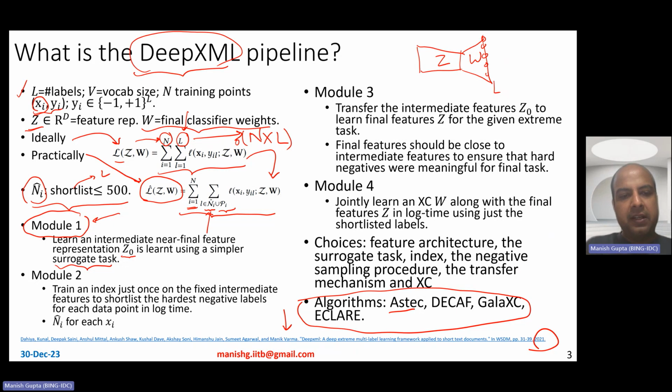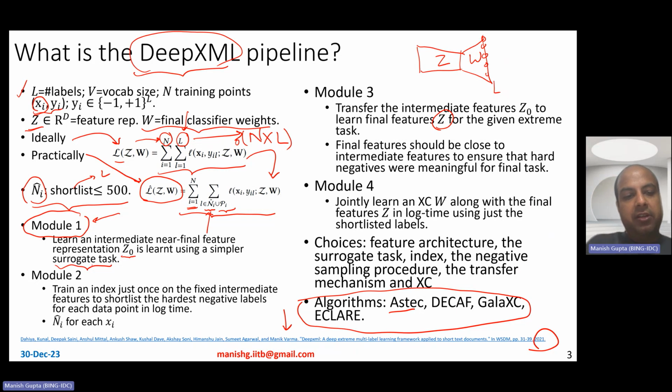Don't worry, but we are going to have another task, a surrogate task, and based on that we're going to learn a feature representation Z0. Think about Z0 as an intermediate near-final feature representation. We're going to finalize it at Z at a later time point. Basically, we'll make it Z in module 3, but you start with the intermediate near-final feature representation.